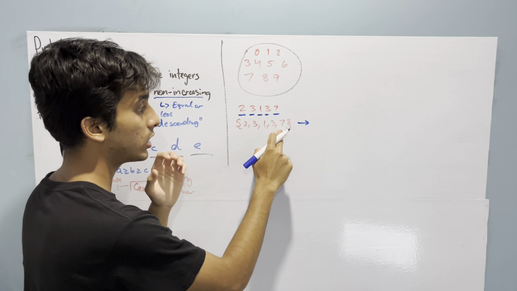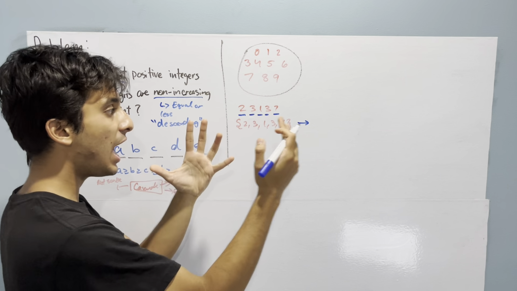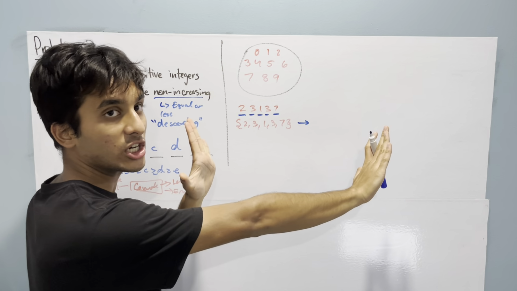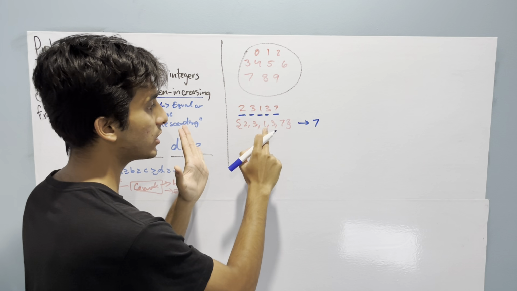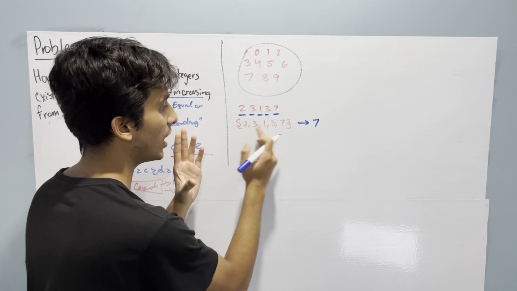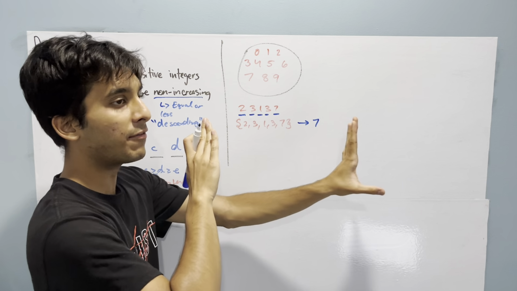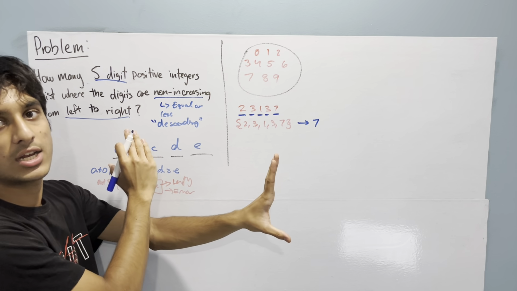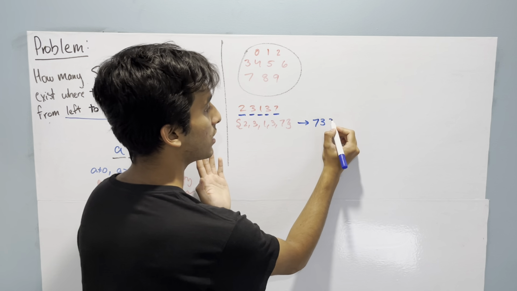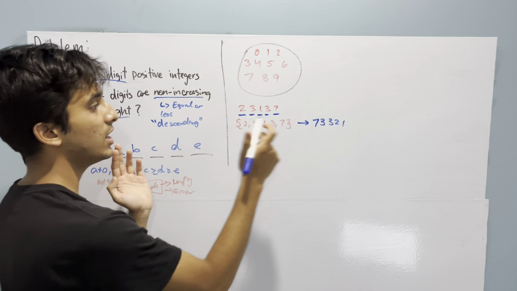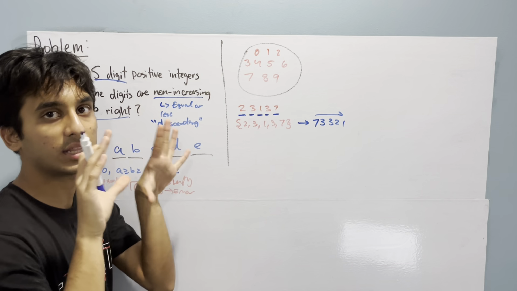The highest digits have to be at the front, and then the lower digits have to follow. 7 has to be first here, because if 7 is not first, then something else has to be first, and then 7 has to be after that, and then it won't satisfy the conditions of the problem. 7 has to be first. Then it has to be followed by 3s, and then 2 and 1. It has to be this sort of descending order in that sense.